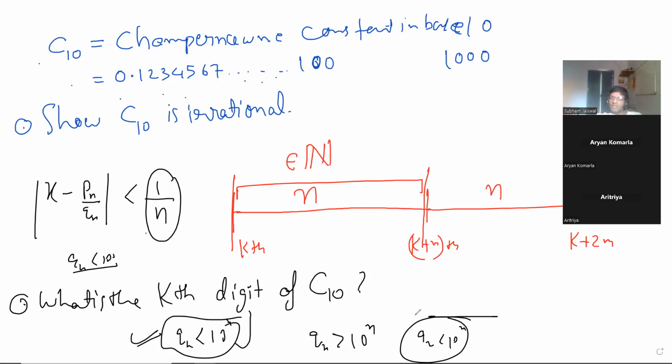This is the topic of what is called Diophantine approximation. Yes, it is a very interesting topic which I don't know much about. I have not studied that at all.